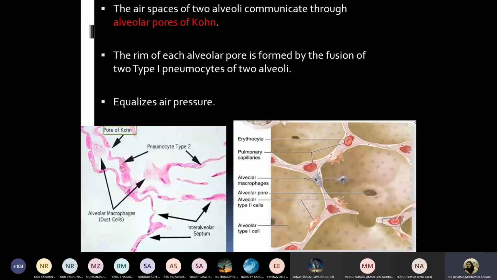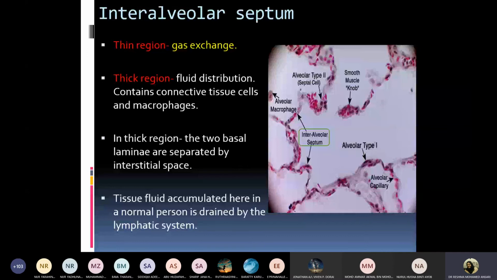Okay. So now coming to the interalveolar septum. The interalveolar septum is just the area where two alveoli meet. It can be either thin or thick. The thin areas are usually used for gaseous exchange. The thick area is used for fluid distribution. It will have connective tissue cells and macrophages. Usually it has very minimal fluid. So tissue fluid accumulated here in a normal person is drained by the lymphatic system.